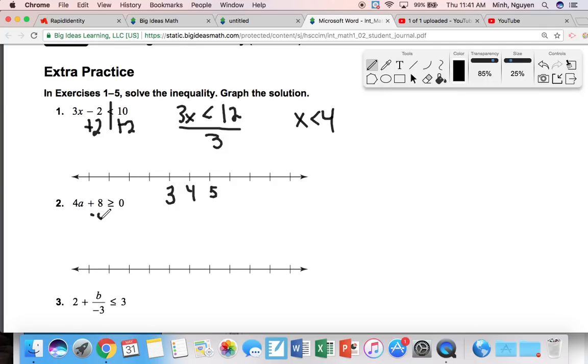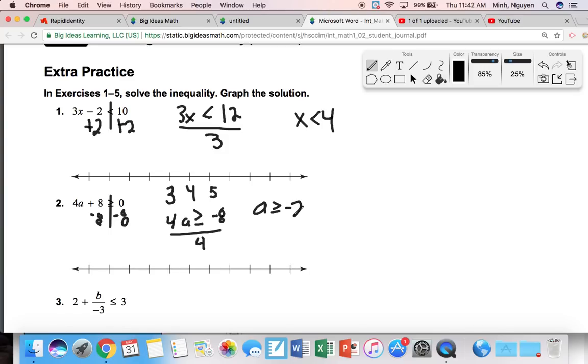Subtract 8 here. Oh, let me make that border wall again. Minus 8. Sorry, that's so ugly. Minus 8. We get 4a is greater than or equal to negative 8. We're going to divide both sides by 4, and we're going to get a is greater than or equal to negative 2.